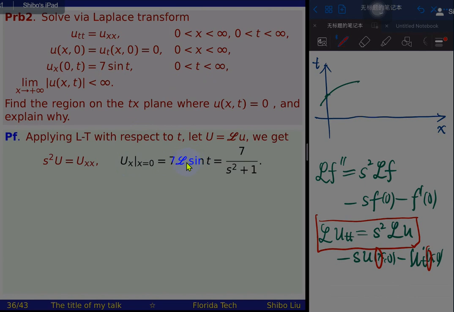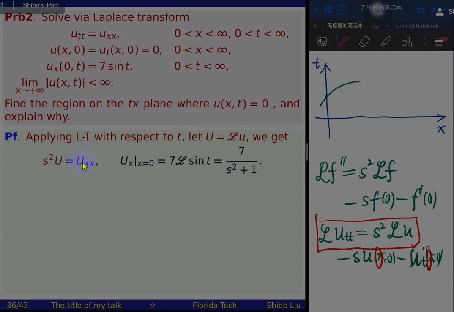From the table, you know that the Laplace transform of sine t is 1 over s squared plus 1. So this gives us one of the initial conditions of the capital U. Okay, so we have a second order ODE for u. And we also know the derivative of u with respect to x equals 0.